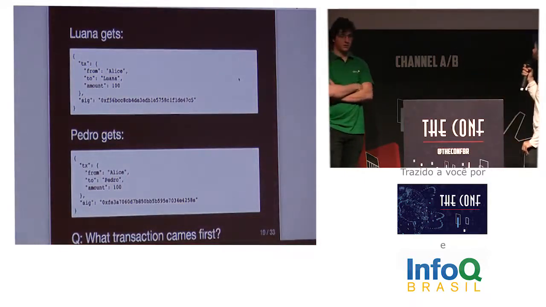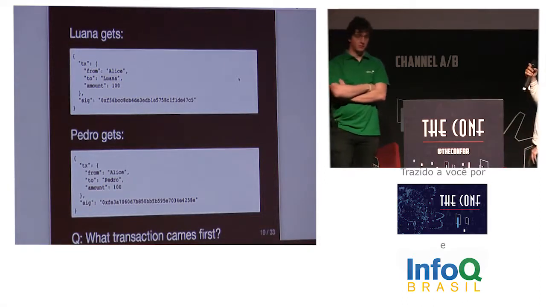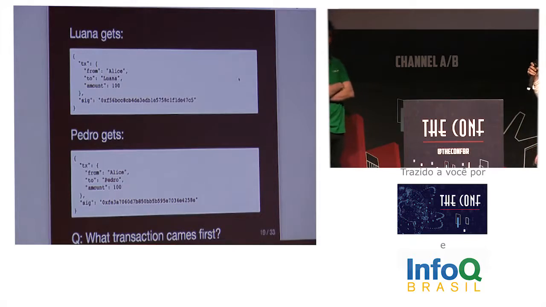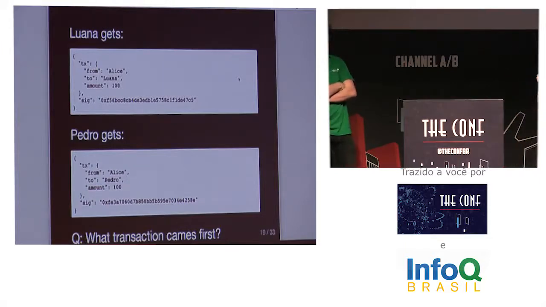Suppose that, for example, Luana gets that document saying that Alice sent 10 something to Luana, and Pedro gets that other document saying that Alice sent 10 something to Pedro. And suppose that Alice has just 10 something. So what's the problem here? Two different persons received a valid document from Alice claiming that she wants to send 10 something to that person, but Alice has just 10.